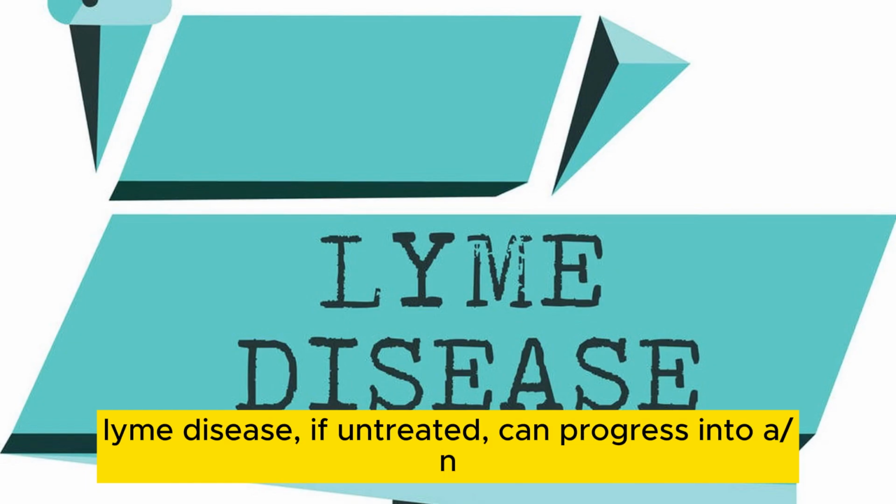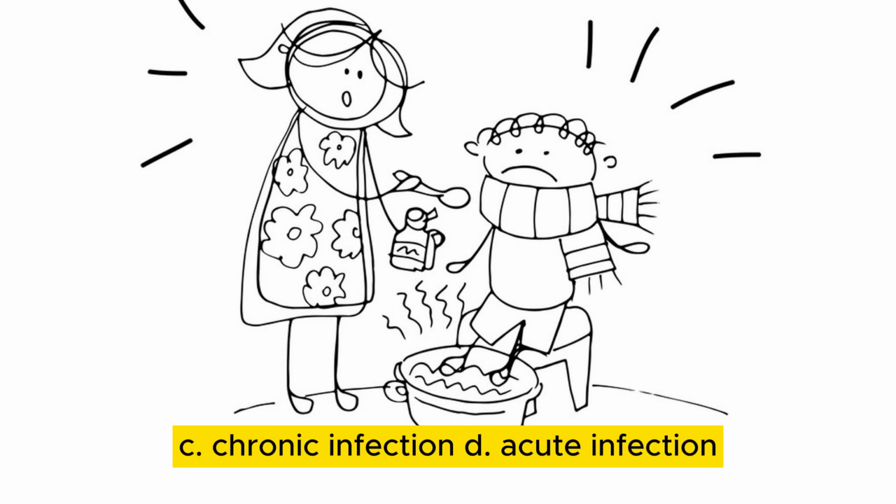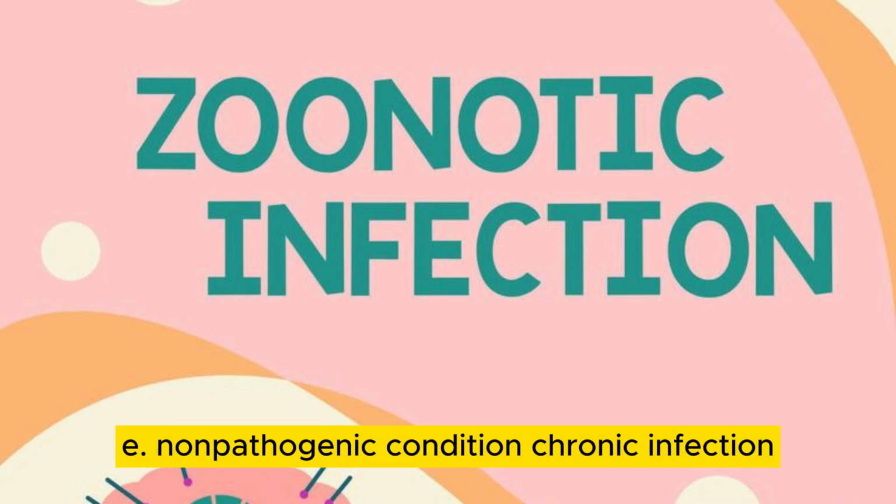Lyme disease, if untreated, can progress into A. Viral infection. B. Contagious disease. C. Chronic infection. D. Acute infection. E. Non-pathogenic condition. Chronic infection.